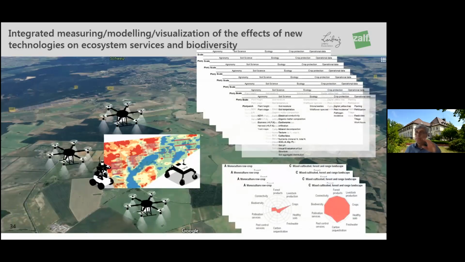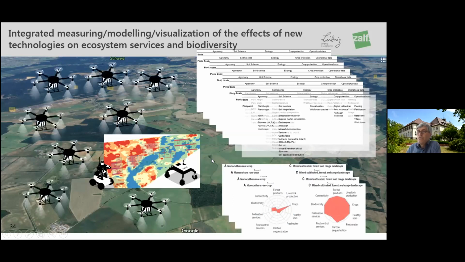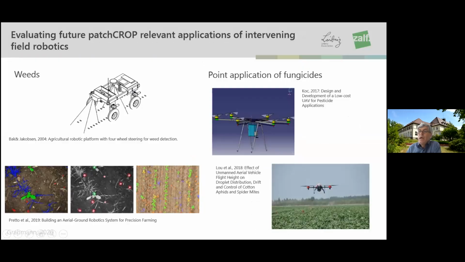Well, we gather a lot of data. With this data in combination with modeling, we will be able to show and demonstrate how these different technologies affect our production systems, and which production system, which interventions are most promising in the context of sustainable crop production. And we have in the experiment a great demand for really practical application of these new technologies.